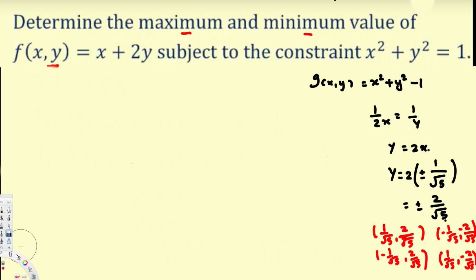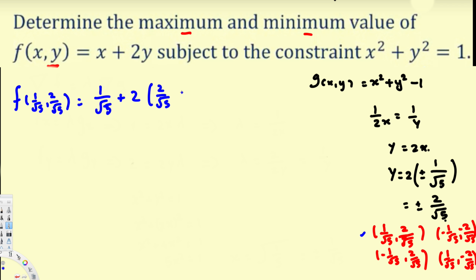Now let's continue this one here. So f of x, y, now let's take this point. This is going to be f of 1 over root 5 comma 2 over root 5 is equal to x plus 2y. Instead of x, I plug 1 over root 5 because our x value is 1 over root 5 and y value is 2 over root 5. So this is going to be 1 over root 5 plus 2 times 2 over root 5. From this one we get 4 over root 5 plus 1 over root 5. That's going to give us 5 over root 5.